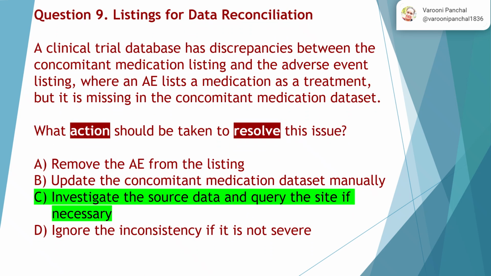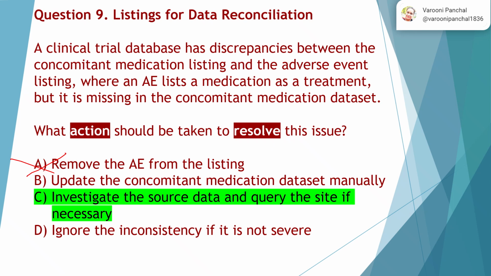Question 9. Listings for data reconciliation. A clinical trial database has discrepancies between the concomitant medication listing and the adverse event listing, where an AE lists a medication as a treatment, but it is missing in the concomitant medication dataset. What action should be taken to resolve this issue? Option A, remove the AE. No, you cannot remove this AE listing, because it is very important that the data is present in one domain but not present in another domain. So you cannot remove the AE from the listing.